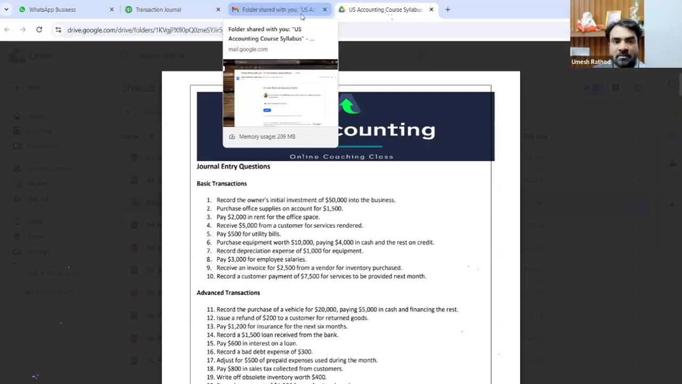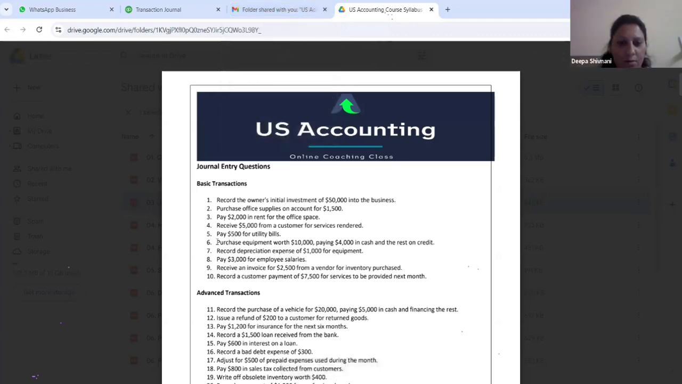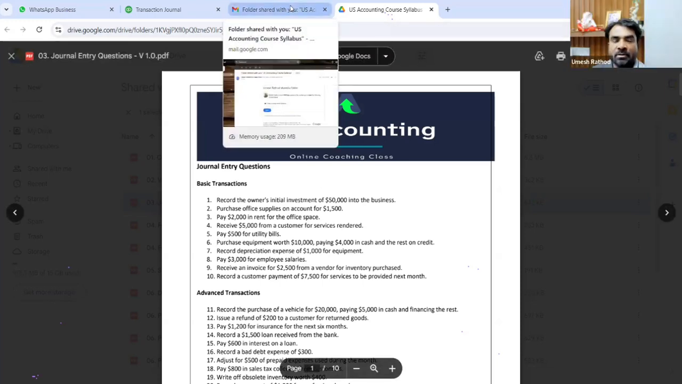What is the next one? Can you guys please read it? Paid $500 for utility bills. Okay, so here you have paid 500. Expenses. So how much amount first of all have you paid? 500. For which purpose? Utility bills. Okay, so utility, it's your expense. Yes, it is the expenses part. So utility expense debit. And from where have you paid? From bank account? Yeah. Bank or cash. So bank or cash account credit, right?